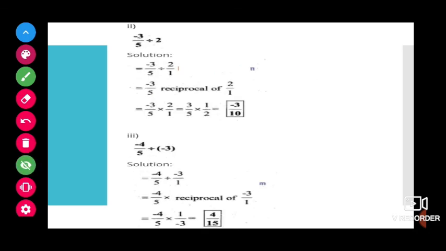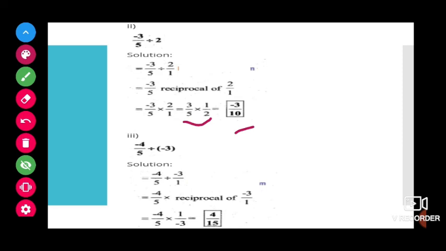Next one, minus 3 by 5 divided by 2. Nothing is there, so we take 2 by 1. Minus 3 by 5, the division we make as multiplication, and 2 by 1 becomes 1 by 2 as the reciprocal. Again same, multiply the numerators: minus 3 into 1 is minus 3, and the new denominators, 5 into 2 is 10. So minus 3 by 10.